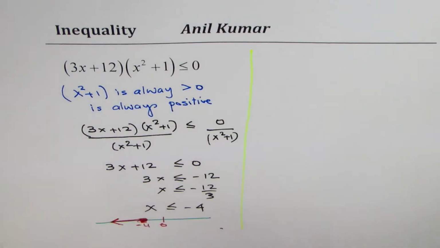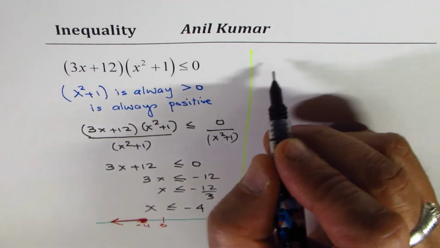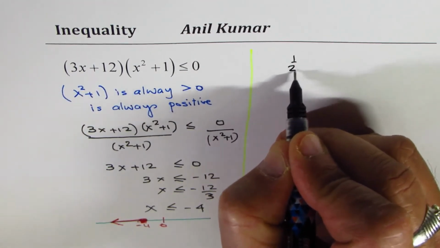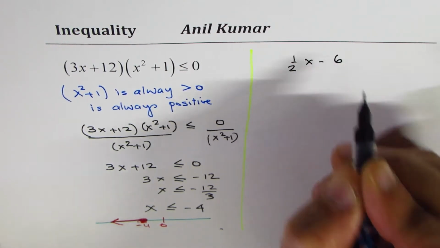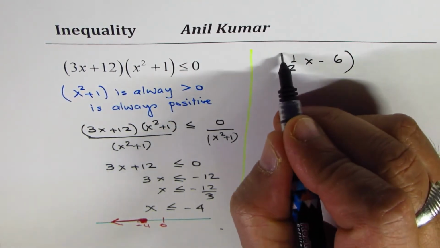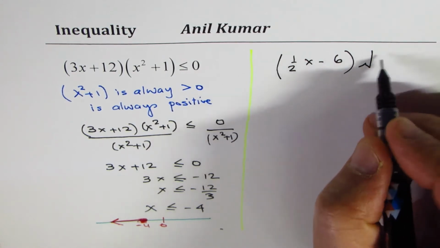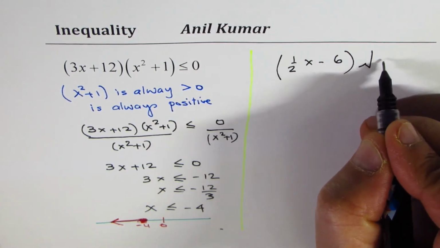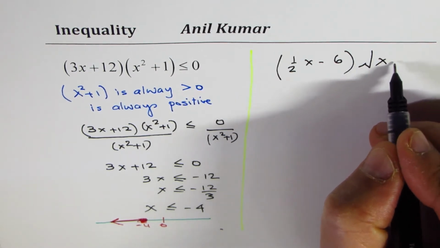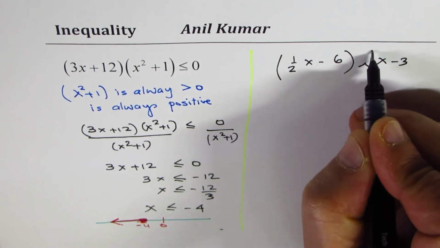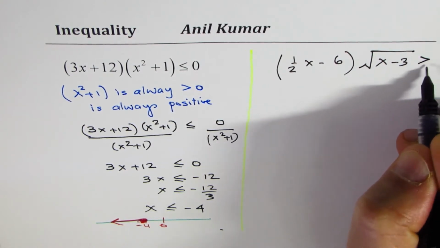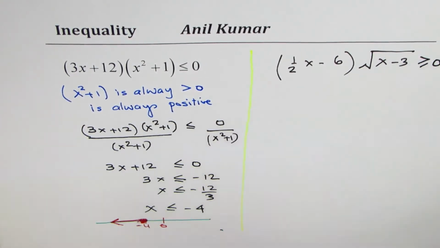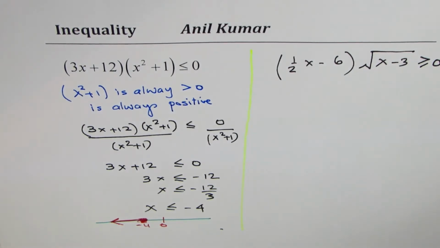Now, let me give you another one here. I'll write some linear inequality here, this time with fractions. Let's say (1/2 x - 6) times, we'll take a square root function, the square root of (x - 3), and we want this to be greater than or equal to 0. Let us say this is our function.